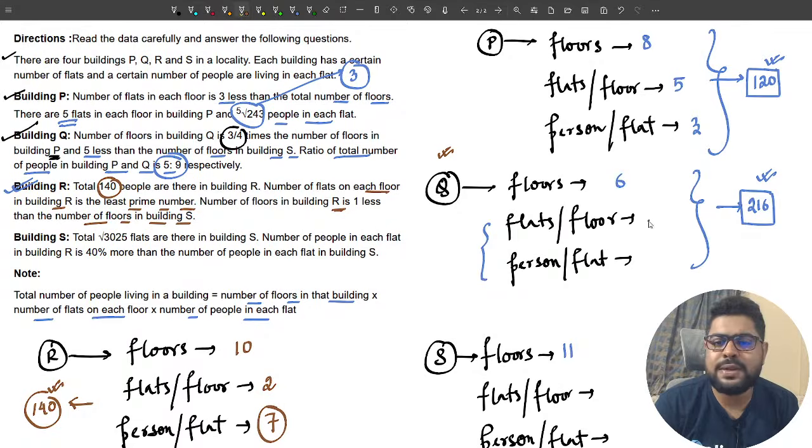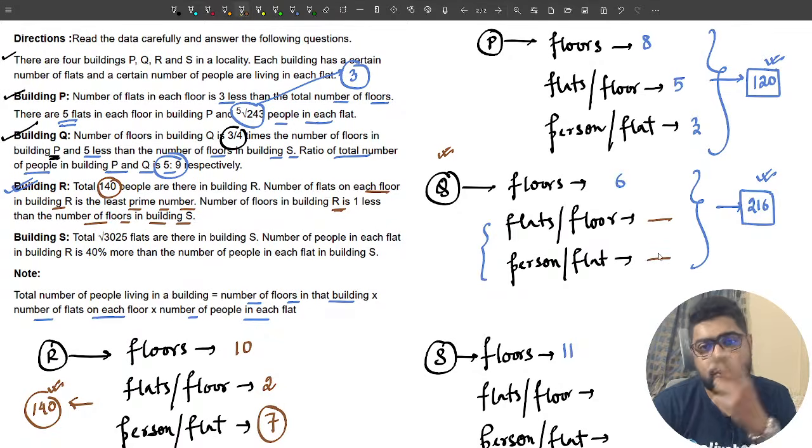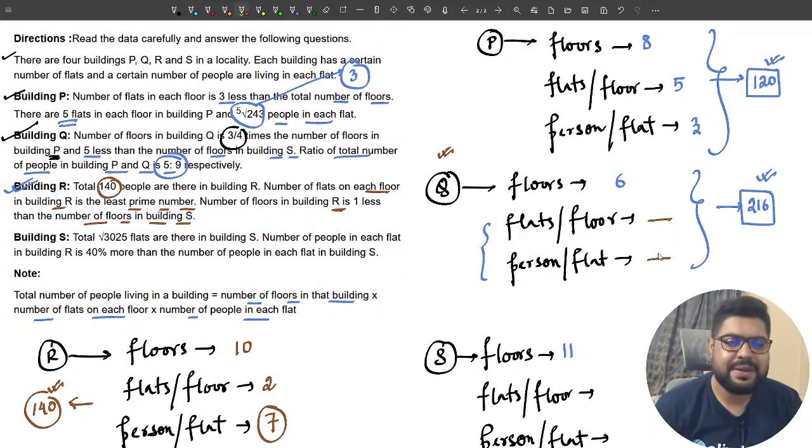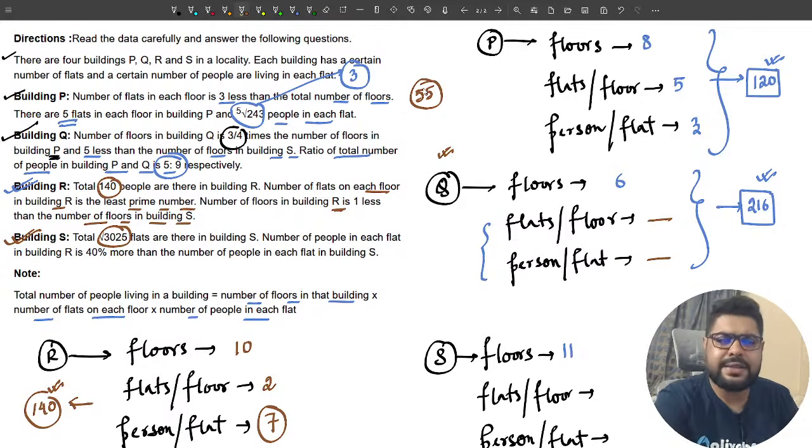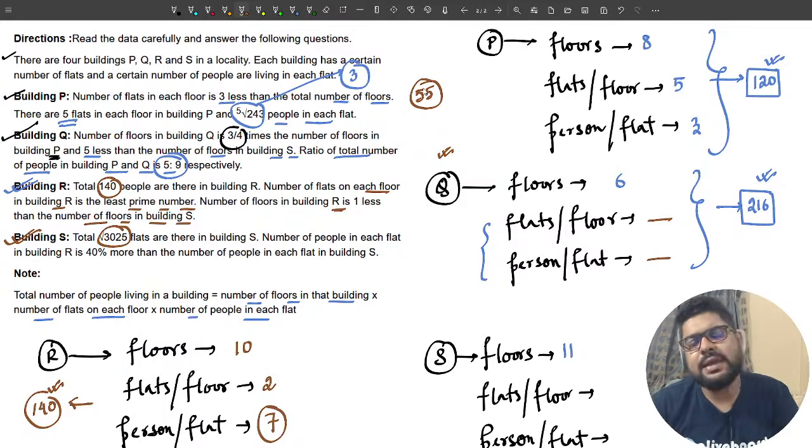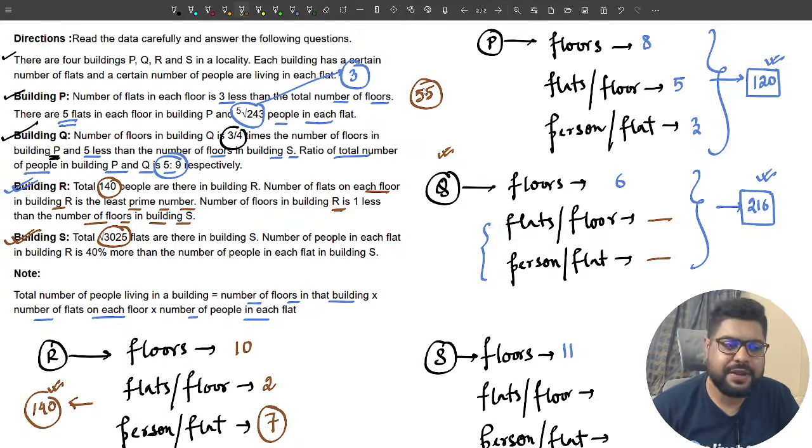Why? Because Q has 2 spaces left. I don't know 2 values. If it was 1, I could have found it out. Perfect. Building S: the square root of 3025 is 55. The square root is very simple to figure out in case the number ends in 25. If you don't know how to do that, just understand, sir.